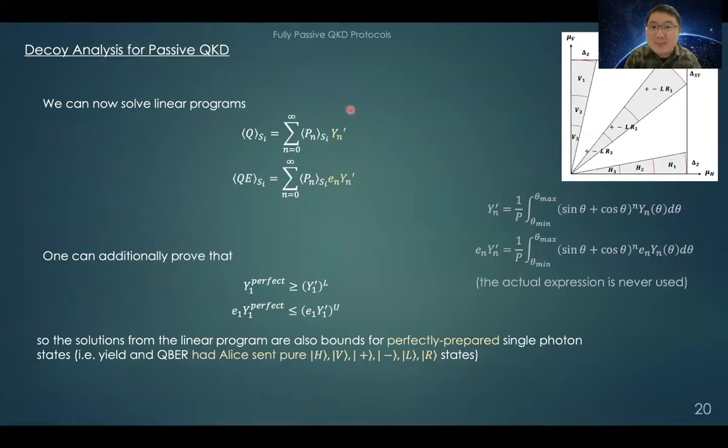So now the linear programs can be constructed as usual, and we can just feed it into a solver to solve for the upper and lower bounds for the Yn prime and also the en Yn prime. On top of that, we can also prove that those bounds that we get on those pseudo yields are also bounds for the perfectly encoded single photons. So this means that had Alice actually sent pure states, those H, V, plus and minus, without any mixture in the polarization, then the statistics for those perfect states can also be bounded by whatever bound you get from this linear program. So once you get those values from the linear program, you can just feed it into the security analysis and calculate the amount of privacy amplification you need.